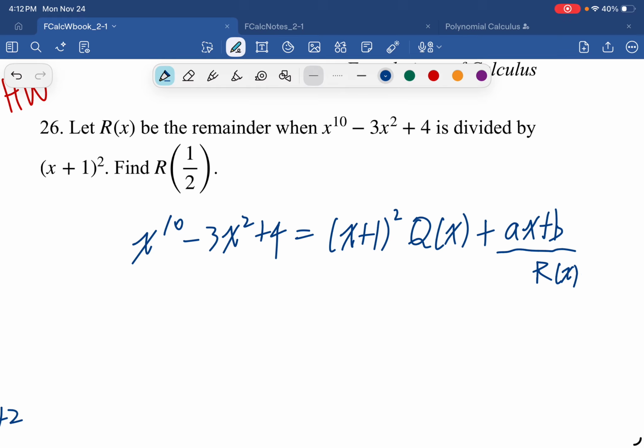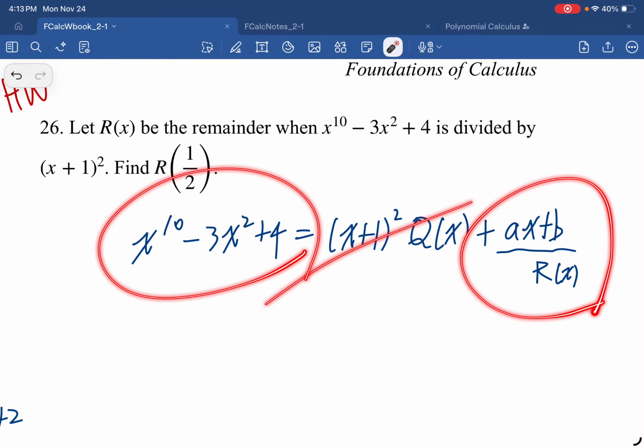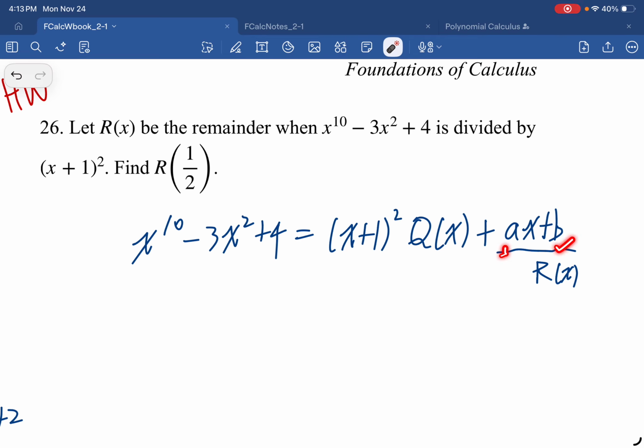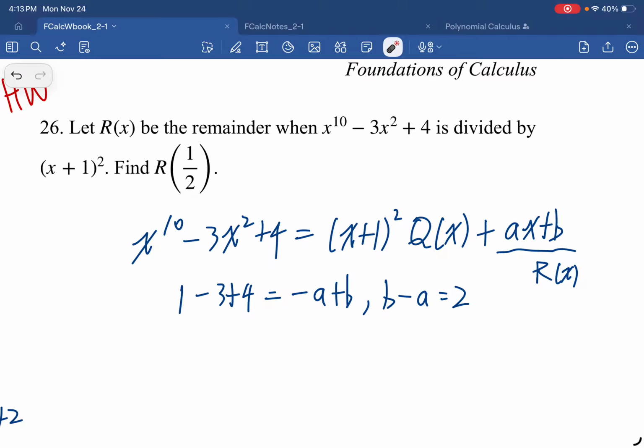Now, usually what you'll see is that you'll have two factors in here. You'll have like x plus 1 and x minus 2, and then you can plug in -1 and 2, and they will both make this mystery quotient vanish, so you can directly set up two equations for a and b. But this is not the case because this is a perfect square, right? So the best that we can do is plug in -1 and get 1 minus 3 plus 4 equals -a plus b. So b minus a equals 2, right? All we can get is that and not much else, right?